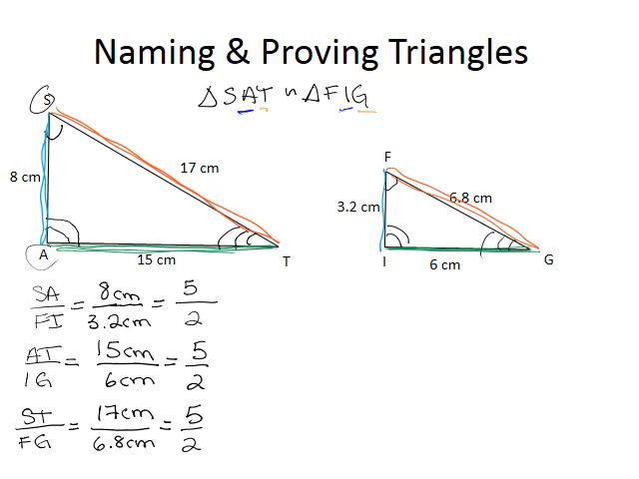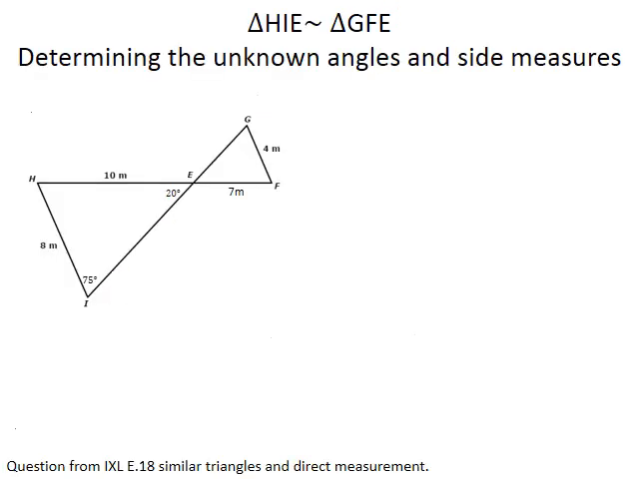Now because all their side ratios are proportional, and let me write that word here. It's a very important word, proportional. Because they're all proportional to each other and they're all of the same proportion, therefore we know the triangle SAT must be similar to triangle FIG. This is how you write it out. All right, let's look at another example.